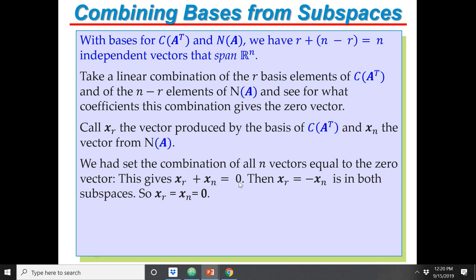So xr plus xn is equal to 0, and I want to see what combination of the coefficients inside xr and xn are actually going to satisfy this equation. From this equation, we see immediately that xr is equal to minus xn.